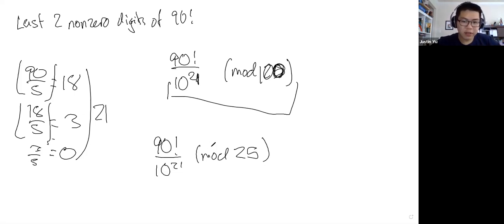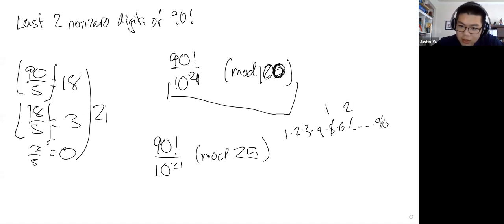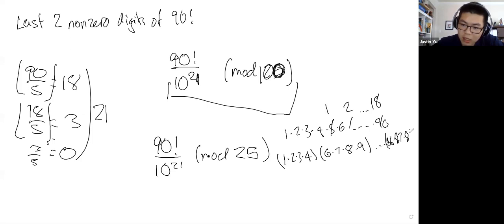So what we are going to do is we are just going to write this out as 1 times 2 times 3 times 4 times 5 times 6 all the way up to 90. Except we're going to cross out 5s from each of these all the way up to 18. So we have 1 times 2 times 3 times 4. And then we're going to have 6 times 7 times 8 times 9. And all the way up to 86 times 87 times 88 times 89. That's going to be cut off.